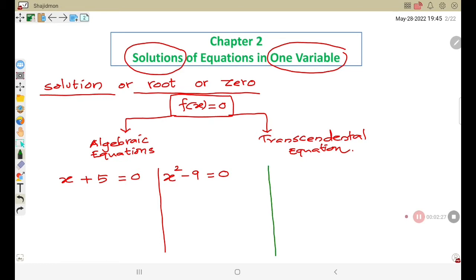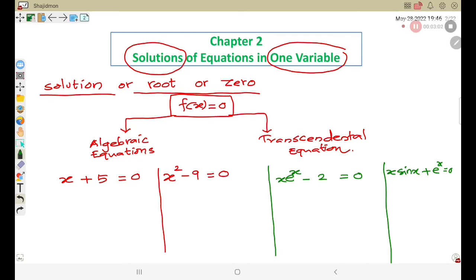And a transcendental equation means, if it is not algebraic, we call it transcendental. That means an equation involving an exponential term or a trigonometric term. For example, I am writing e power x, or x e power x minus 2 equal to 0. Or an equation in which sine, cosine terms appear, for example x sine x plus e power x equal to 0. Like this we call it a transcendental equation.